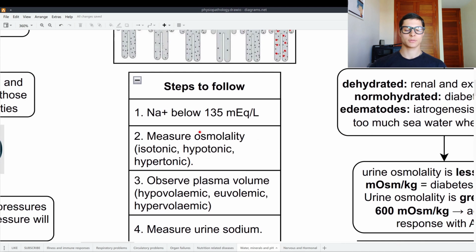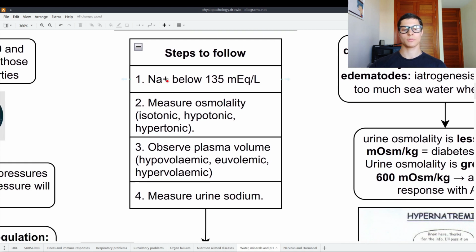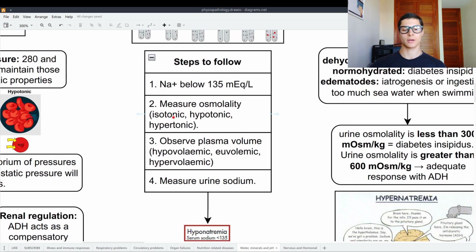So what are the steps to follow in the hyponatremia? We have to check that the sodium is really below 135. Then we have to measure the osmolality. Is it isotonic, hypotonic or hypertonic? And then we have to observe the plasma volume. Hypovolemic, euvolemic or hypervolemic. Euvolemic means that it's normal. And then we have to measure the sodium in the urine.